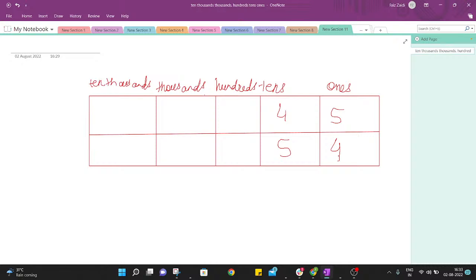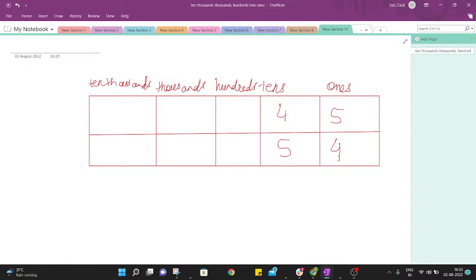To answer this question in a mathematically sound way, you can say that in the ones column it is 5 and 4, and 5 is greater than 4, but in the tens column it is 5, which is greater than 4. You can see in the ones column 45 has more ones, but 54 has more tens. This is really important to understand.